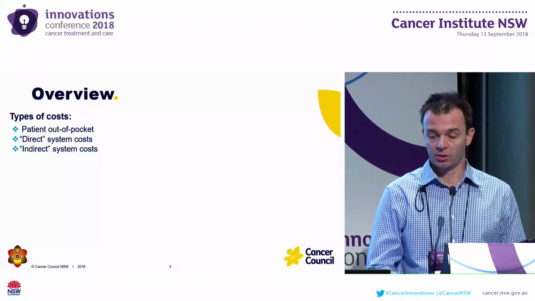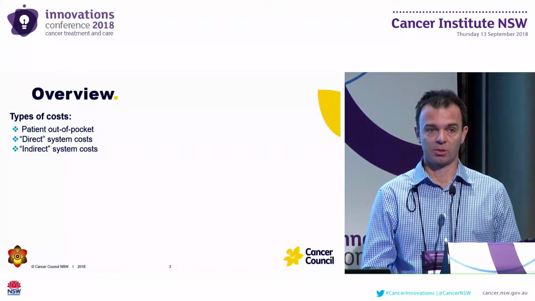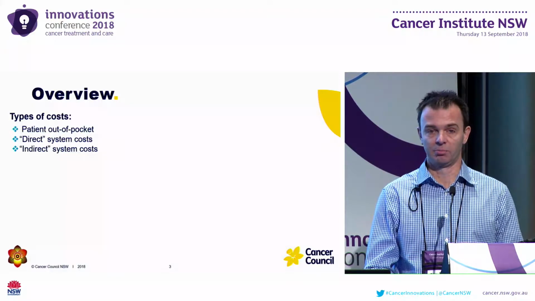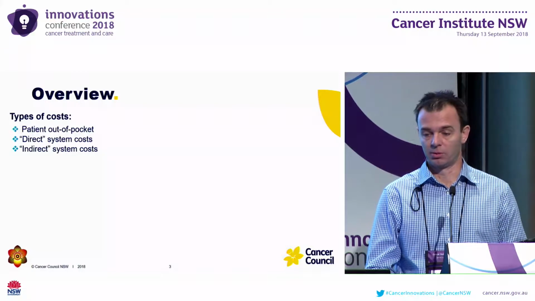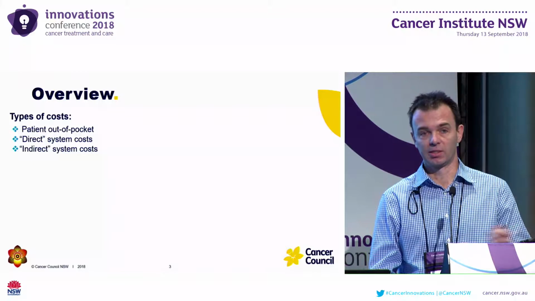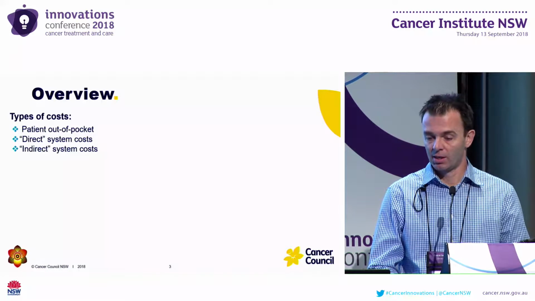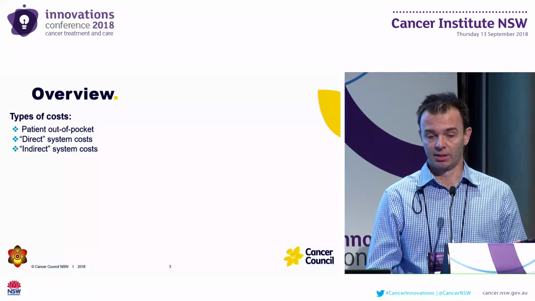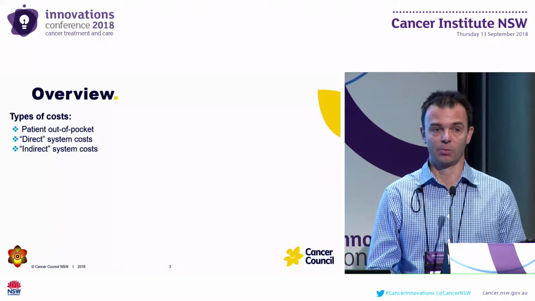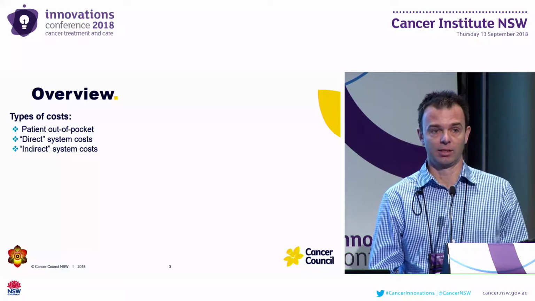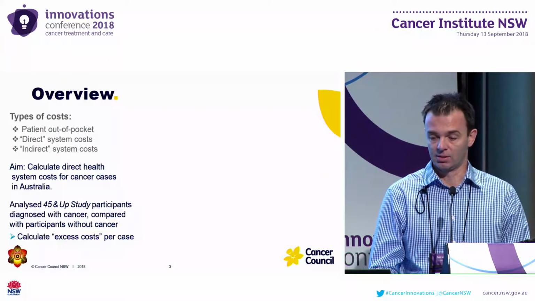There's patient out-of-pocket costs, and then there's two different kinds of system costs or costs to the government. There's the direct system costs, which are things that are directly billable, things that there might be a receipt for, maybe a Medicare reimbursement or the costs of treating someone in public hospital. Then there's also the indirect system costs, which are things that are not so easily calculated, like cost to society when someone can't work for 6 or 12 months because they're undergoing cancer treatment. But the one that we're going to be focusing on is direct health system costs for cancer cases in Australia.